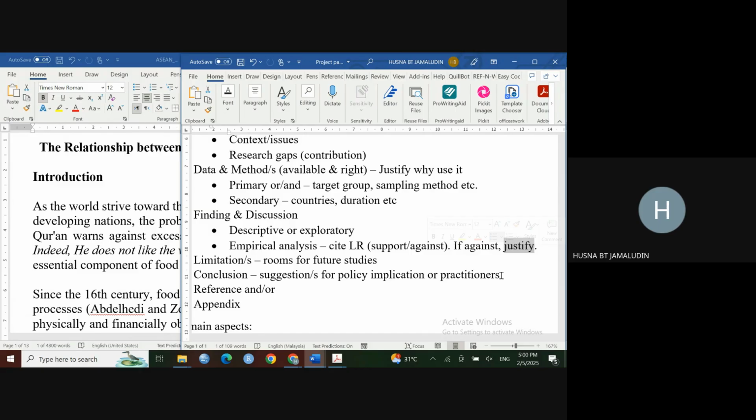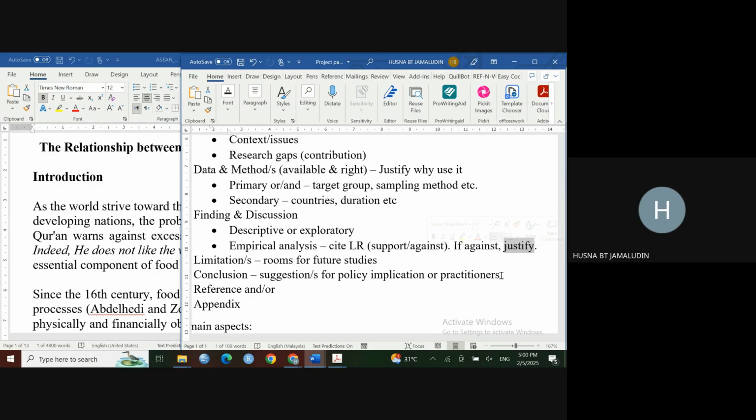For example, in the previous study, you are looking at a European study, but your current study is on ASEAN. So European study and ASEAN are two different countries, two different regions, right? So you may get different results because you are looking at different demographic, different geographic conditions.